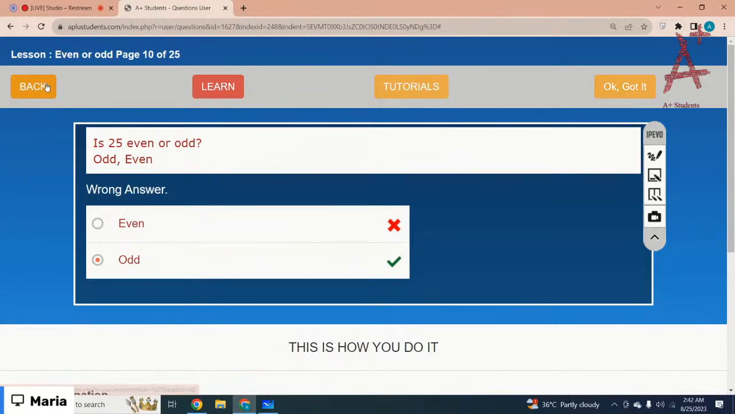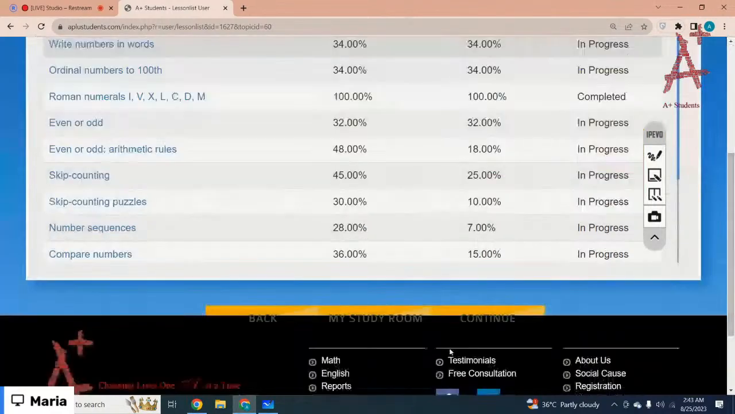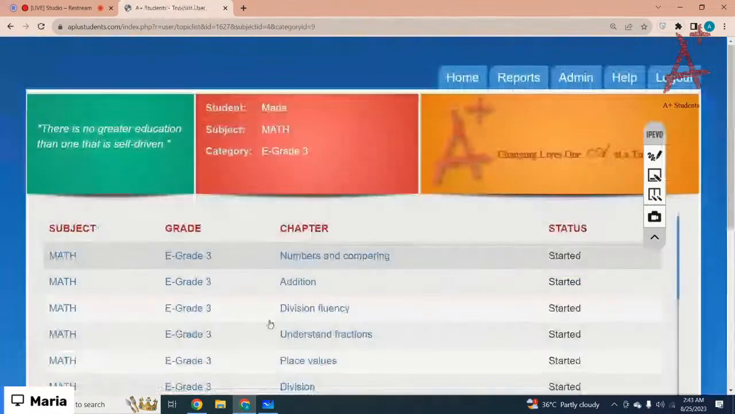Okay, you can complete the lesson by yourself later today. So we were working on grade 3 math. The chapter we're working on is comparing numbers. Lessons we have covered today are write numbers in words, ordinal numbers to hundredth, Roman numbers and even or odd. So please make sure before the next session you can complete all the test questions for the lessons we did today.